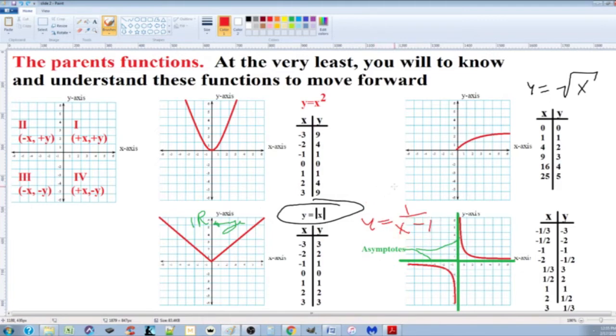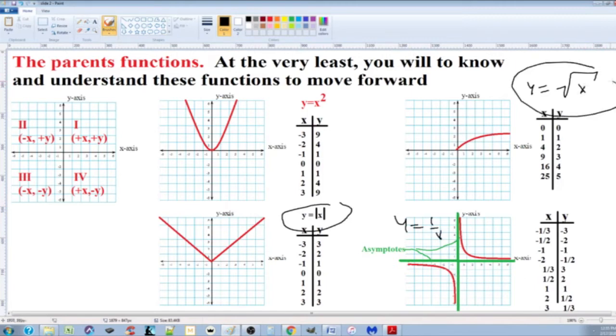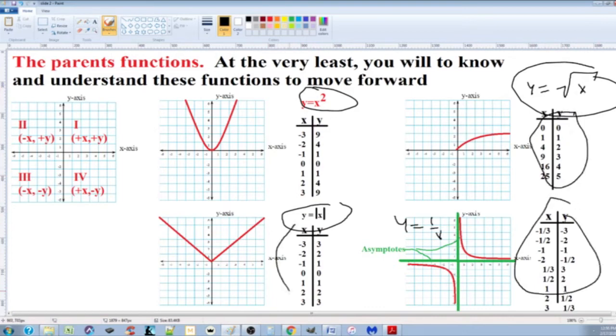Okay? So these are the basic parent graphs, and you need to graph several things about them. You need to know which one is what. So this is y is equal to 1 over x. This is y is equal to absolute x. This is y is equal to the square root of x. And this is y is equal to x squared. And you need to know their basic numbers. That is because when we translate them, we're not going to regraph everything over and over again. We're simply going to take these numbers and learn how to translate them.